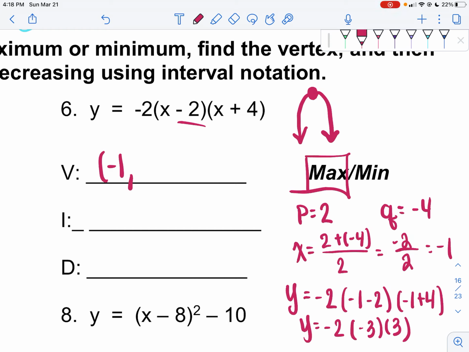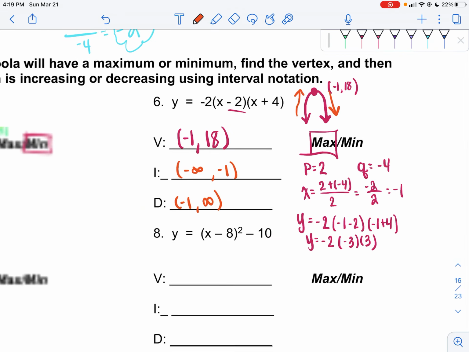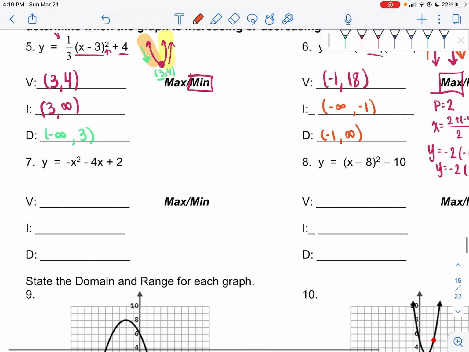Okay, remember our little self-check stop here. So inside the parentheses, we have the same but opposite signs, which is what we want. So we're going to take negative 2 times negative 3 times 3, which gives us positive 18. So our vertex here is (negative 1, positive 18). So on the left side of this graph, it is increasing from negative infinity to negative 1, and it is decreasing from negative 1 to positive infinity. All right, try these last two on your own, and then play when you think you have the answers.